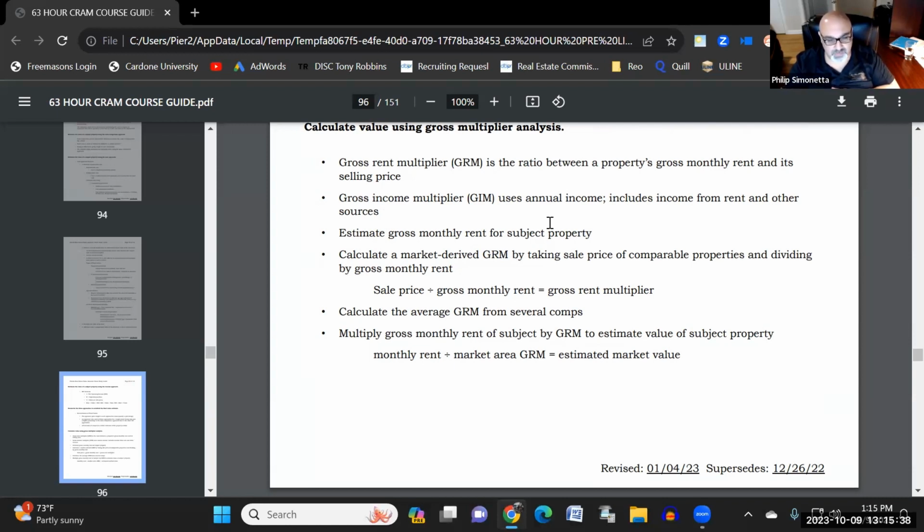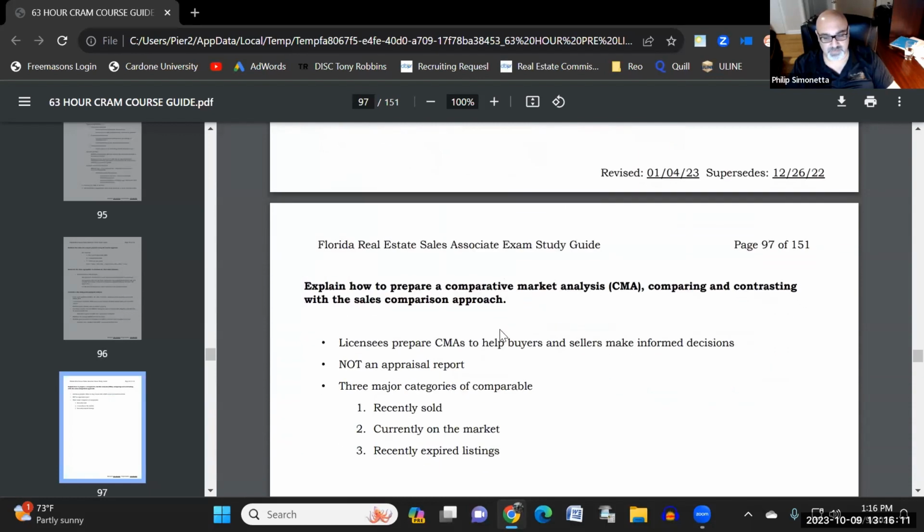So you take the sale price divided by gross monthly rent, and that'll give you the gross rent multiplier. You calculate the average gross rent multiplier from several comps. You multiply the gross monthly rent of the subject by the gross rent multiplier to estimate value of the subject property. So the monthly rent times the market area GRM will give you estimated value, if you want to turn those comps into rentals, right? Like we did on that problem.